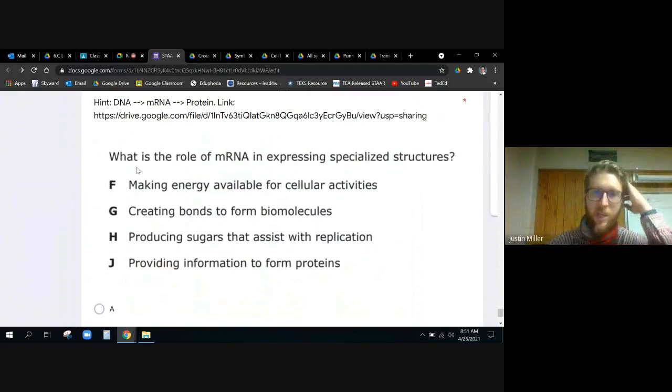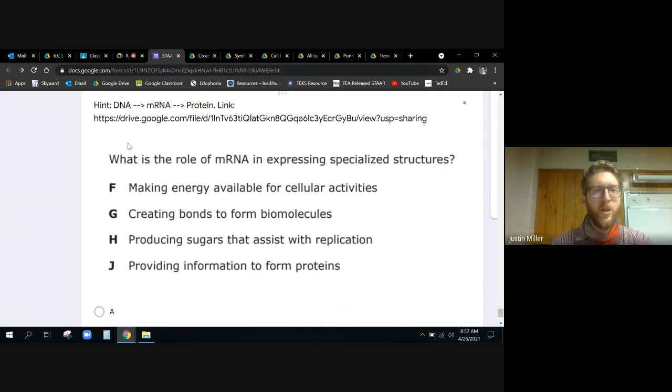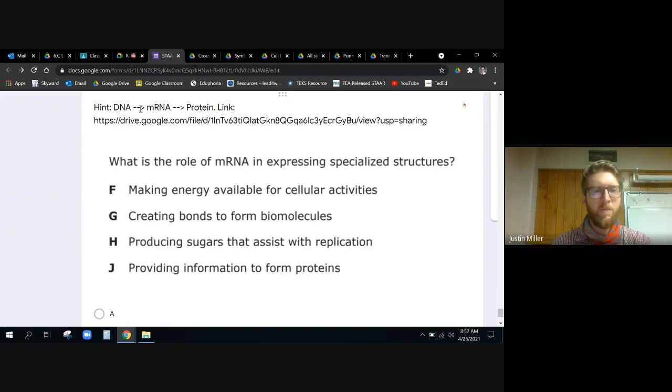What is the role of mRNA in expressing specialized structures? Well, when they say specialized structures, what they're saying is proteins. Now, you may not know that, but if you just delete that second half of the question, it just says, what is the role of mRNA? That's the same question. So here's my hint. You have to remember that DNA gets rewritten as RNA, mRNA, and that mRNA is used to make a protein. So mRNA is just a copy of DNA.